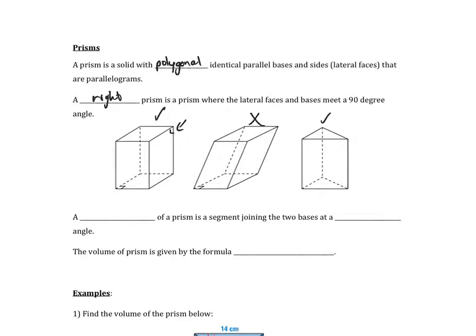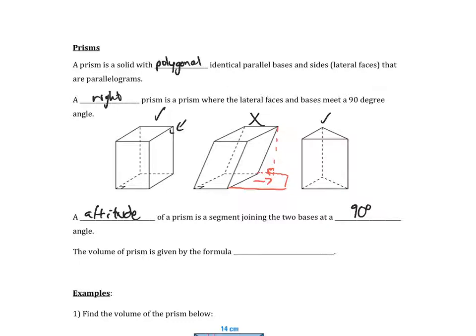An altitude, we've talked about altitudes many times this year. An altitude of a prism is a segment joining the two bases at a 90-degree or right angle. So you might be saying, well, how can you find an altitude in that middle one? Seems pretty obvious in a right one. Well, if we were to draw an altitude down, imagine this base here extending that way, so that the base is still coming out here. The altitude would give you the height of that prism there.